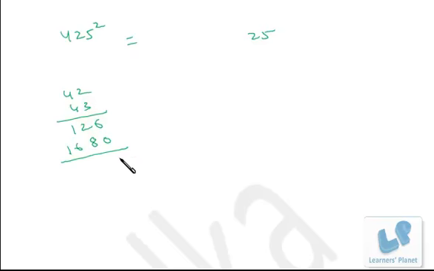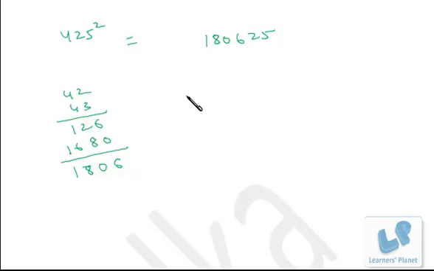Okay, now let's take 425 square. There are two ways, either this 25 and 42 into 43 you can do. 3 twos are 6, 3 fours are 12, 4 twos are 8, 4 fours are 16. So it's 180625, right?